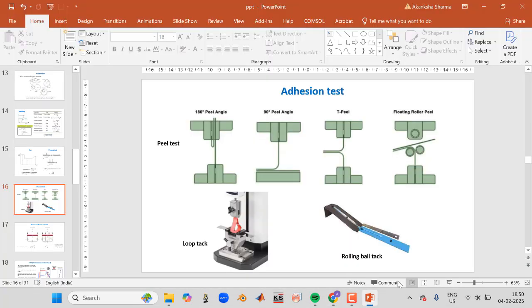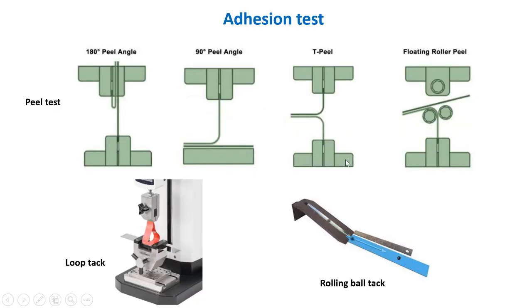Yeah. So adhesion tests are of three types: peel test, then loop tag and rolling back tag. So peel test again has multiple variations. So first one is the 180-degree peel angle.